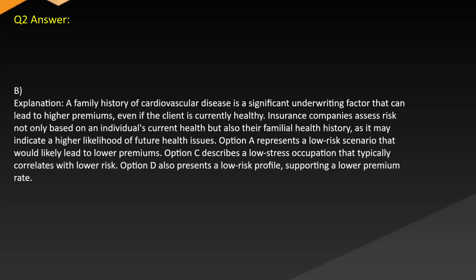Insurance companies assess risk not only based on an individual's current health, but also their familial health history, as it may indicate a higher likelihood of future health issues. Option A represents a low-risk scenario that would likely lead to lower premiums. Option C describes a low-stress occupation that typically correlates with low risk. Option D also presents a low-risk profile, supporting a lower premium rate.